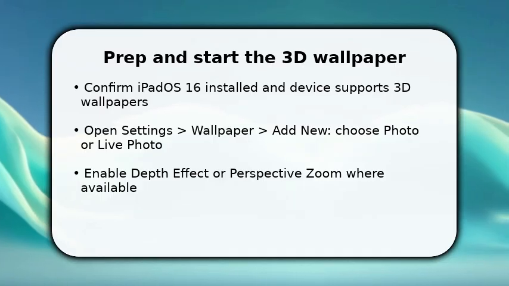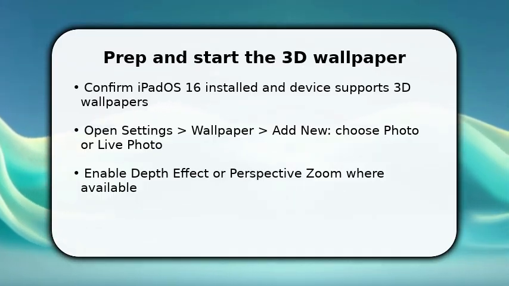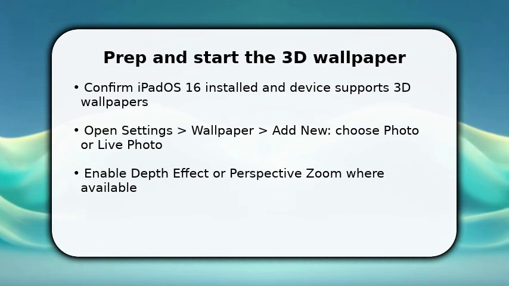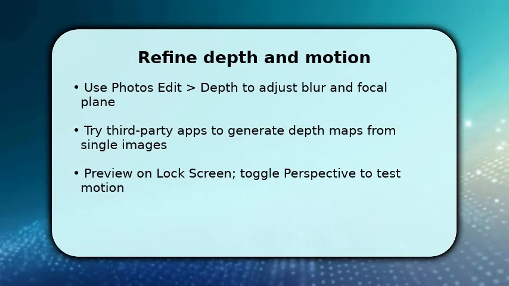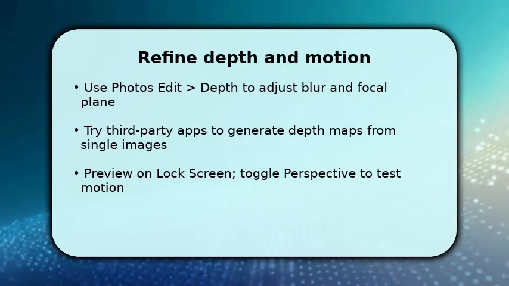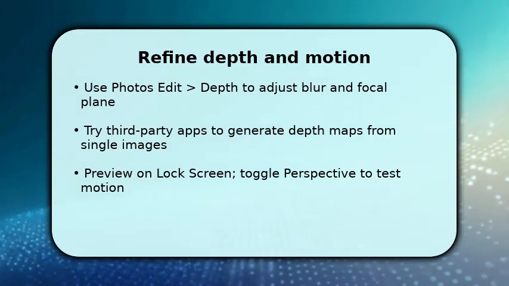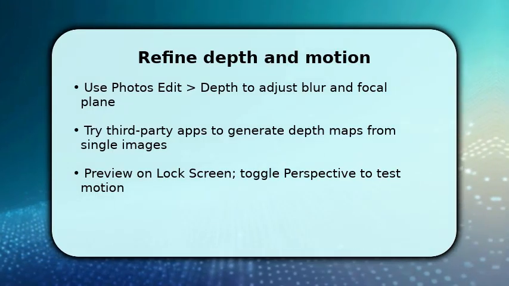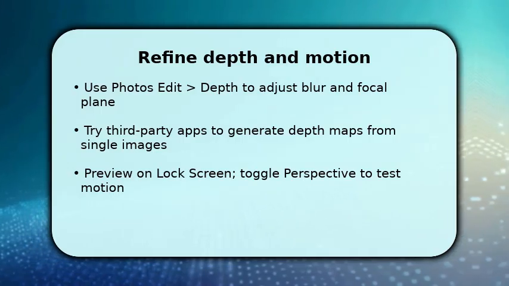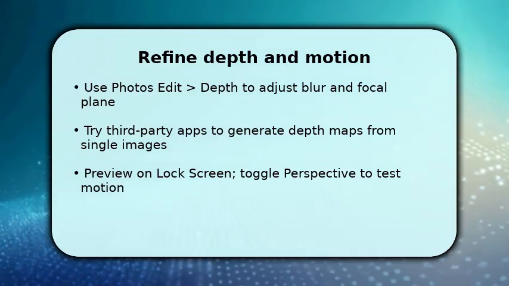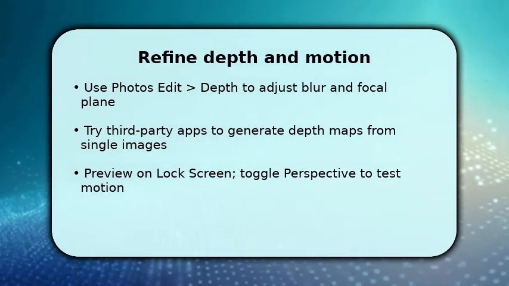Now press Set and choose Lock Screen, Home Screen, or both to apply the base 3D wallpaper. Now refine the effect. Open Photos, tap Edit, then the Depth tool to move the focal plane and tune background blur. This alters perceived 3D layering. Once done, preview the lock screen and toggle perspective to observe motion when tilting.